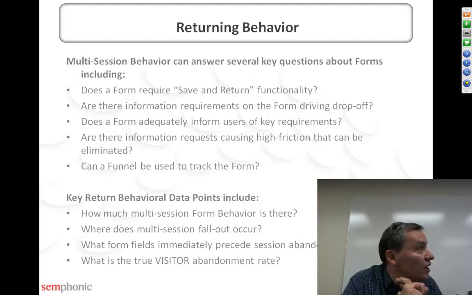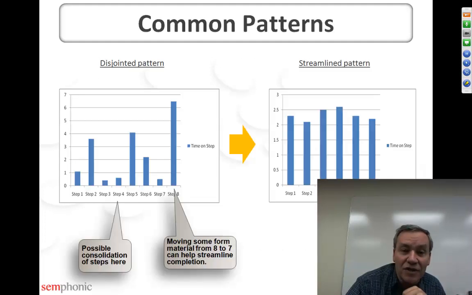Key return behavioral data points include how much multi-session behavior is there, where does the multi-session fallout occur, what form fields were immediately there, and what is the true visitor abandonment rate. I think I've talked about all of those.